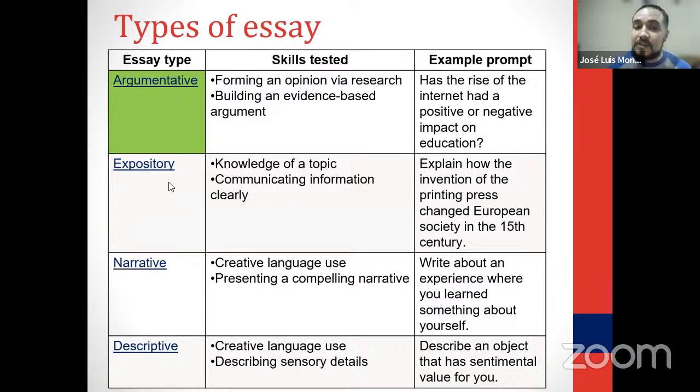And descriptive, which can be similar to expository, but instead of explaining something, you're just going to describe it. Sometimes it can be as simple as describing something physically, in terms of its characteristics. In this case, describe an object that has sentimental value for you. You are just going to use a variety of words. You need to have a broad vocabulary to do it. And you're going to describe sensory details. It means the looks, the sounds.